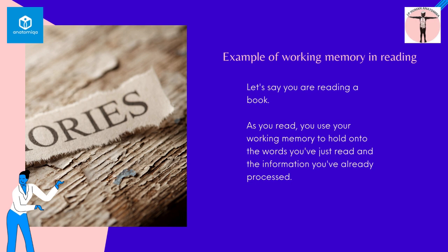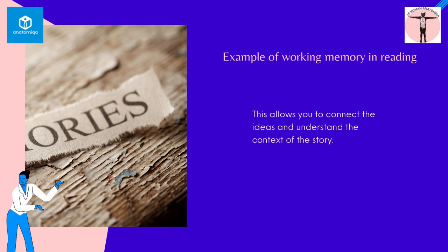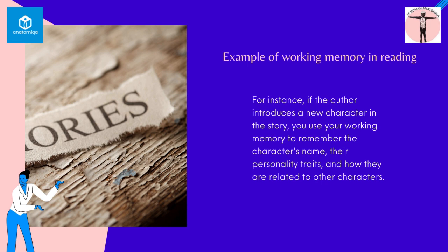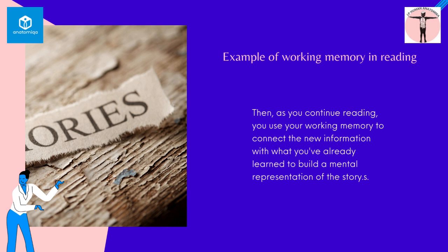Let's say you are reading a book. As you read, you use your working memory to hold on to the words you have just read and the information you have already processed. This allows you to connect the ideas and understand the context of the story. For instance, if the author introduces a new character in the story, you use your working memory to remember the character's name, their personality traits, and how they are related to other characters. Then, as you continue reading, you use your working memory to connect the new information with what you have already learned to build a mental representation of the story.